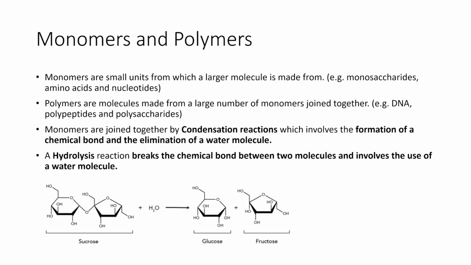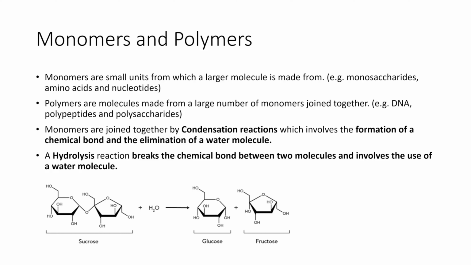Polymers are molecules made from a large number of monomers joined together. So like DNA is a polynucleotide strand, or it's made up of two polynucleotide strands. Polypeptides are made out of amino acids, and polysaccharides are made from a large number of monosaccharides. Monomers are joined together by condensation reactions. Now, a condensation reaction involves the formation of a chemical bond and the elimination of a water molecule. Now, that's important to remember.